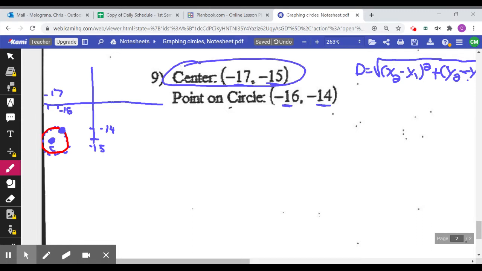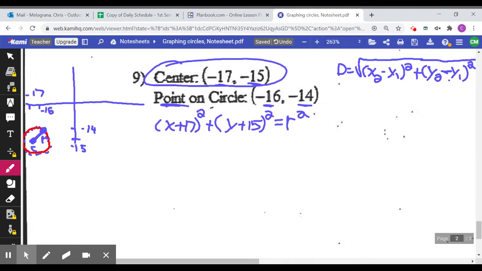Now I know the center is -17, -15. So I know this is going to be x minus -17, which is really x plus 17 quantity squared plus, and then it's y minus -15, which is really y plus 15 quantity squared. And I know it equals the radius squared. Now, to get this radius, if I find the distance between the center and the point on the circle, that is going to give me the radius.